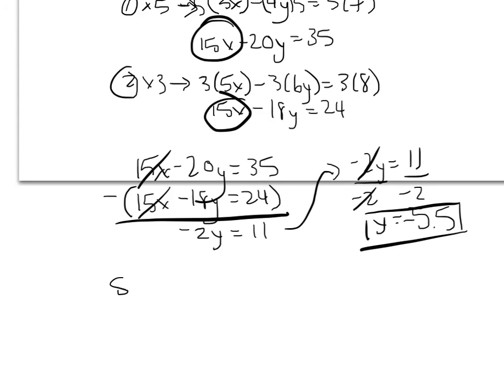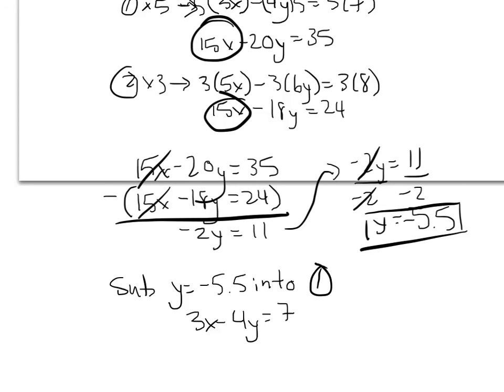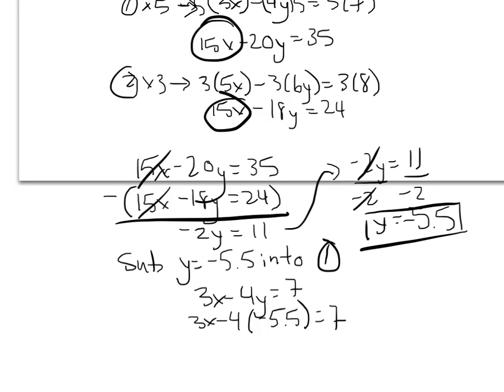So I'm going to sub y equals negative 5.5 into equation 1. I have my equation 3x minus 4y equals 7. I plug this in, it becomes 3x minus 4 times negative 5.5 equals 7. Oh, now I'm just shifting things strangely at the bottom of the page. This, when simplified, becomes 3x plus 22 equals 7. I'm going to minus 22 from both sides.